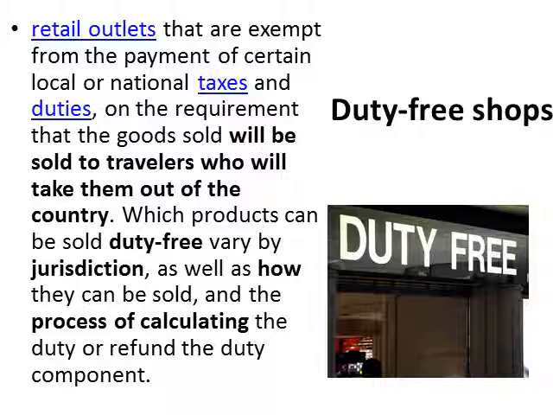The types of products that can be sold as duty-free vary by jurisdiction, as well as how they can be sold and the process of calculating the duty or refund the duty component. So it depends on the location, but you see a lot of these in airports because airports are technically considered international land.